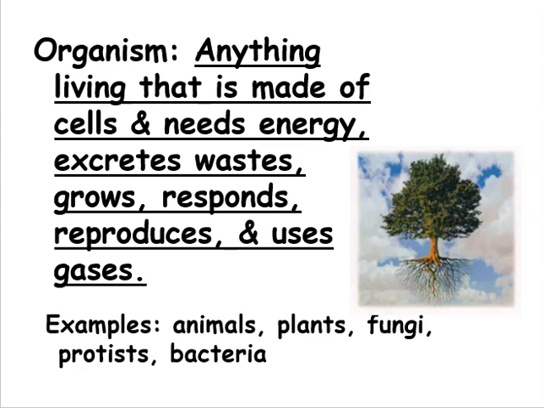And then finally, the last level of living things is organism. So the organism itself, anything that's living and is made of cells, needs energy, excretes wastes, grows, responds, reproduces, and uses gases. And guys, you should recognize that list, because those are all, remember, the characteristics of living things. There you go. And it says animals, plants, fungi, protists, bacteria. You should also recognize that list. Those are the kingdoms, aren't they? Basically the kingdoms of all living things.